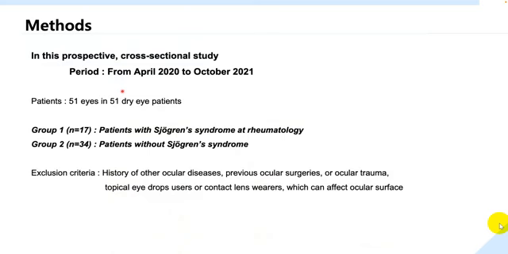In a prospective cross-sectional study conducted at Yeouido St. Mary's Hospital, Seoul, Korea, from April 2020 to October 2021, patients diagnosed with dry eye disease were divided into two groups based on Sjogren syndrome diagnosis through rheumatology tests. Exclusion criteria encompassed a history of ocular diseases, surgeries, traumas, and use of topical eye drops or contact lenses affecting the ocular surface.